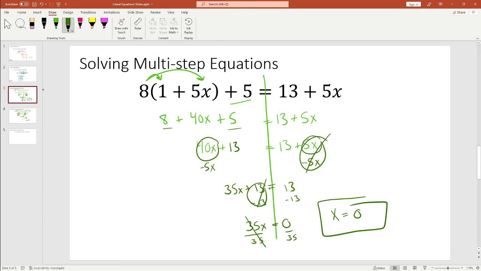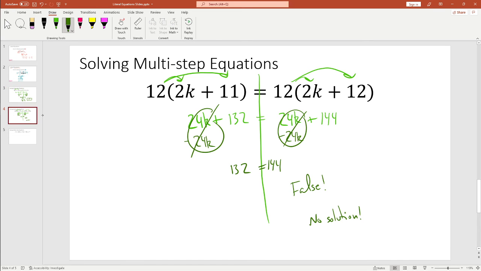So the first case, we got our answer, x was 0. In this case, because there was no variable left, there is going to be no solution here, right? This is a false statement, so there's no solution.